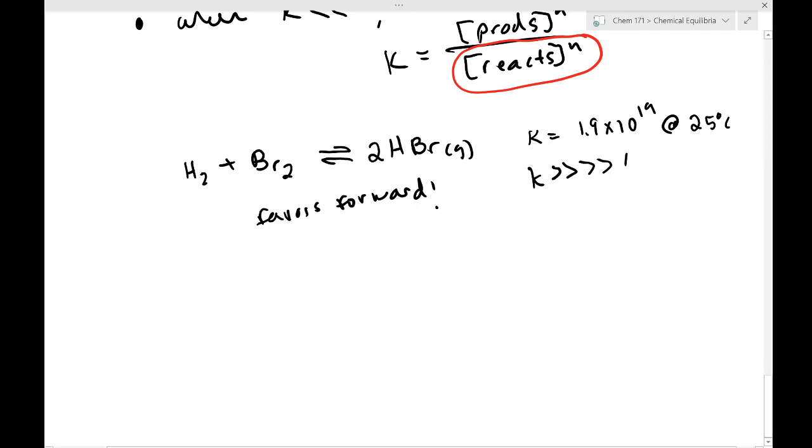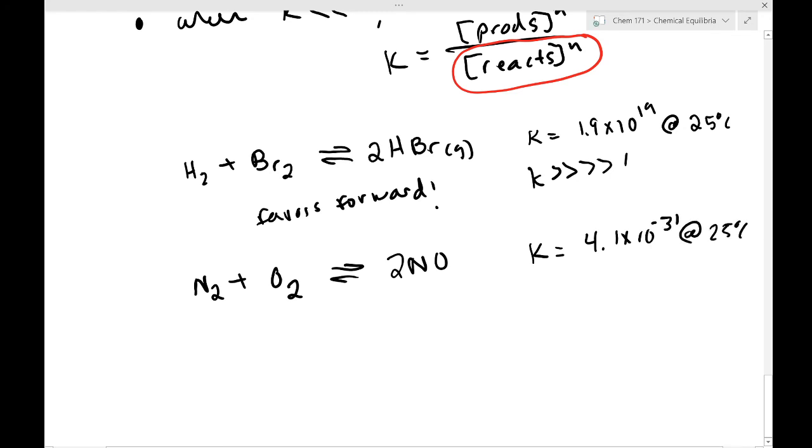And if we look at a different reaction, say the reaction of nitrogen with oxygen gas to form NO gas, in this case the equilibrium constant is equal to 4.1 times 10 to the minus 31 at 25 degrees C. Okay, so this favors the reactants. K in this case is much less than 1, so this favors the reactants.